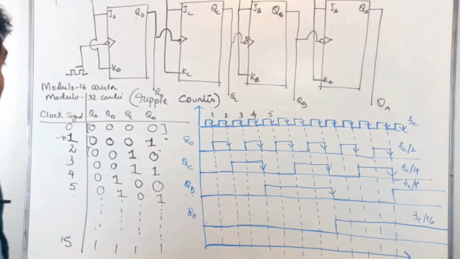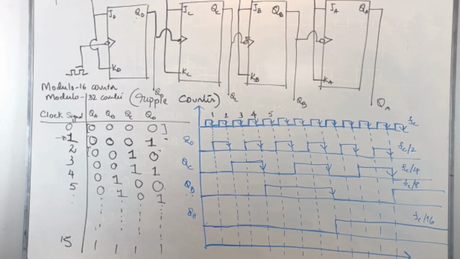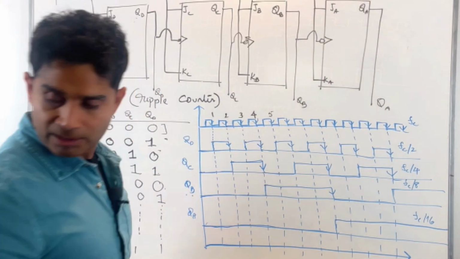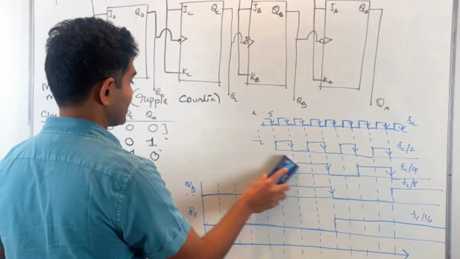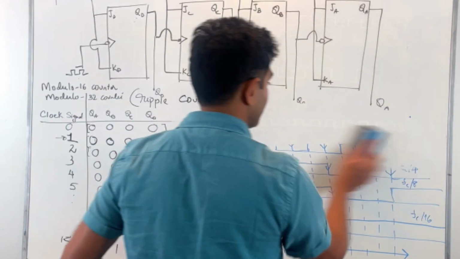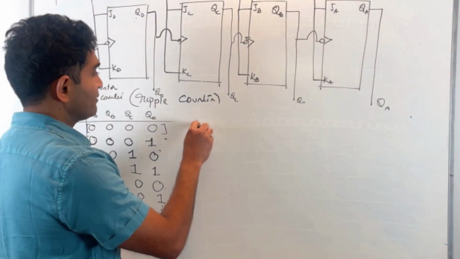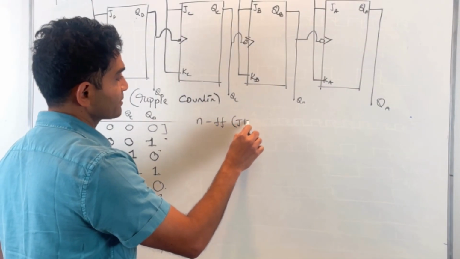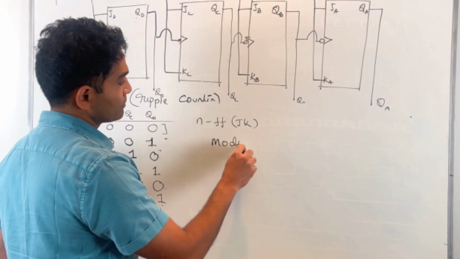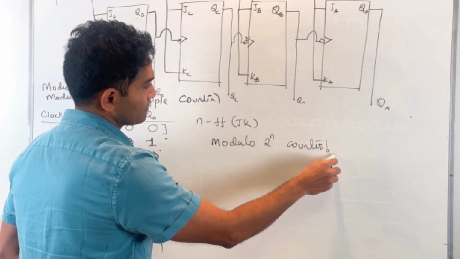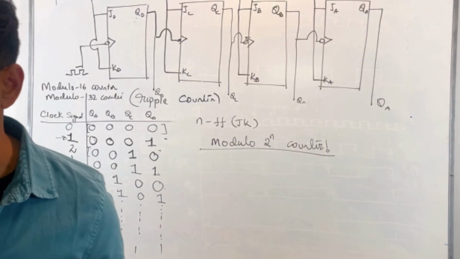All right. So in general, if I have n flip-flops configured this way, I would obtain what is called a modulo 2 to the n counter. So n flip-flops, a modulo 2 to the n counter. So n JK flip-flops, I would get a modulo 2 to the n counter. In general, if I want to generalize it.